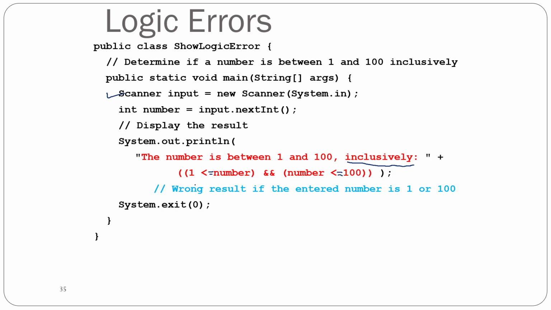There's no syntax error. The compiler will be happy when you compile it, and even when you run it, there won't be any problem. The only problem will arise when your input is 1, it will say that the number is false. Why? Because you did not have equality here. Since this is inclusive, you should have an equality here and equality here also. So this is a logical error.